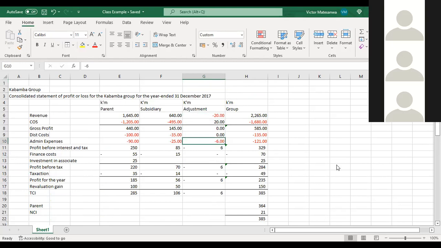Because this is the adjustment there. So you have 90 plus 0.5, how much do you get? 115. So plus 6, it takes you to 121. 121. Okay. Then profit before interest and tax, what happened there?